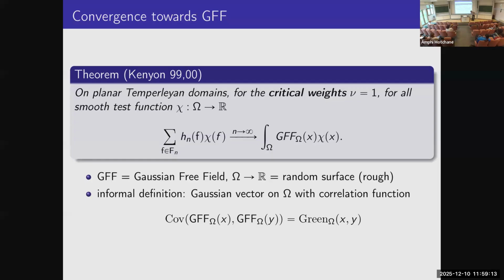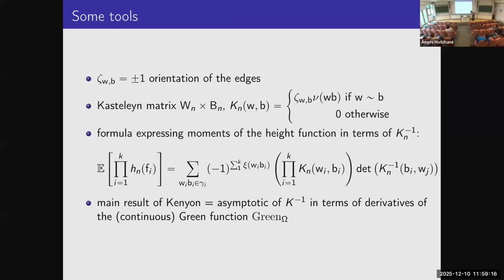And I would just like to mention some elements of proof because we will see them later in the talk. A very important object for the dimer model is the Kasteleyn matrix, which is, so you have your graph, and then you put some orientation on the edges.